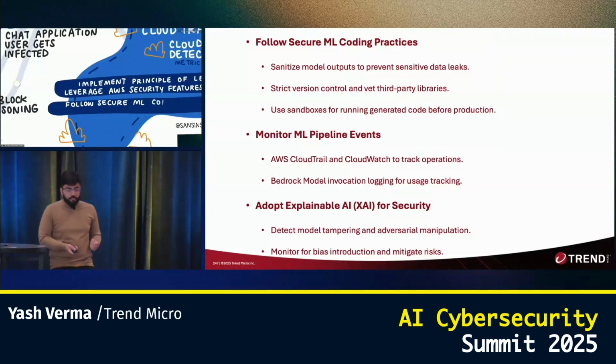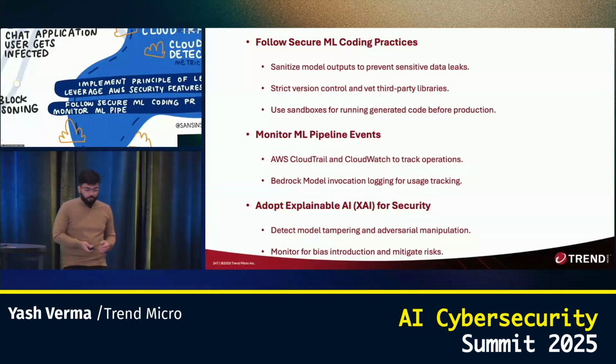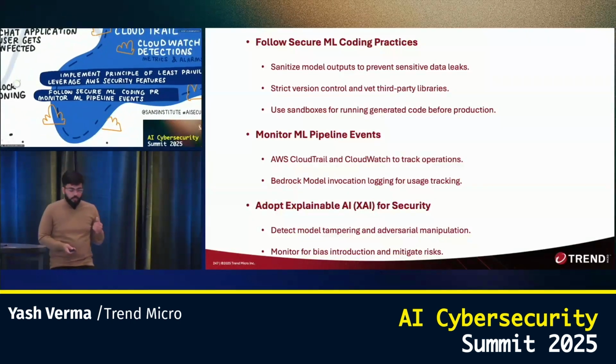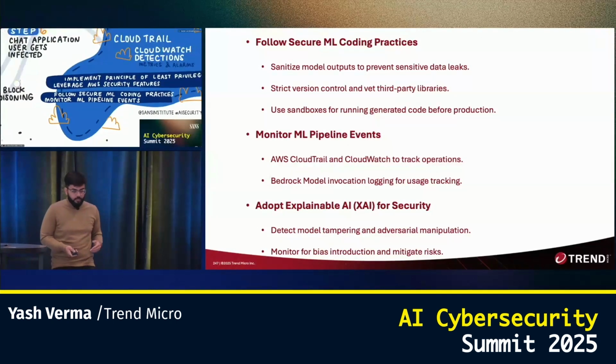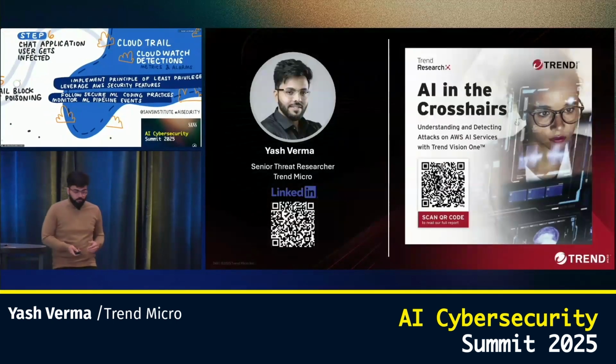Monitoring is very, very important, as I said, with the two aspects: checking if there is an ongoing misconfiguration, and second, if there is an attack happening. And last but not least, put explainable AI somewhere in your AI infrastructure, which will detect any kind of model tampering, adversarial manipulation, or any kind of bias in your application.